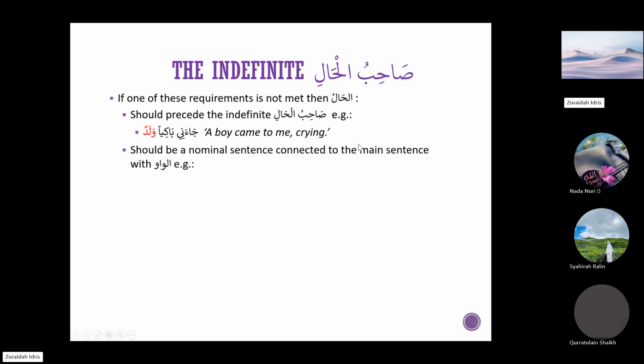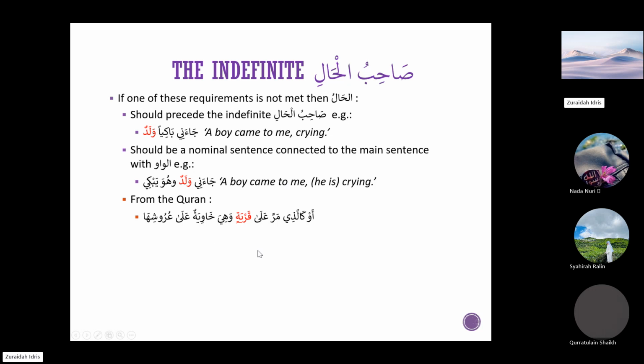It should be a nominal sentence connected to the main sentence with waw. Here, wahuwa yabki. Ja'ani waladun wahuwa yabki. He is crying. A boy came to me crying.